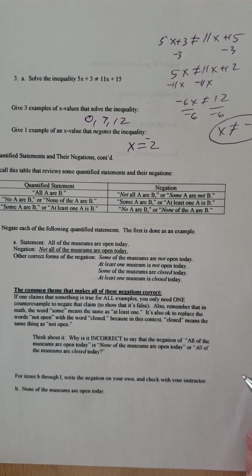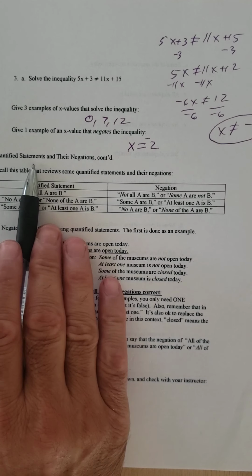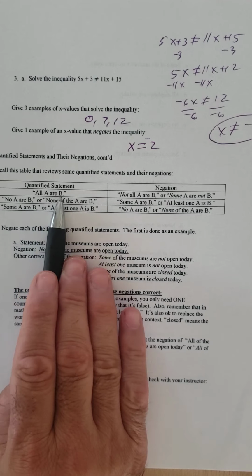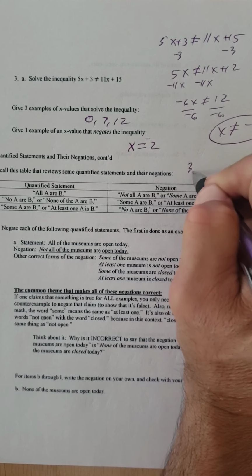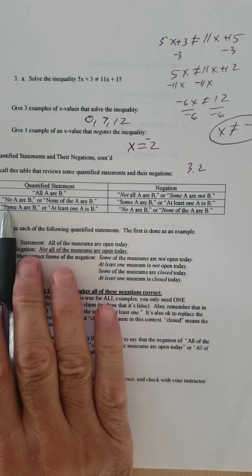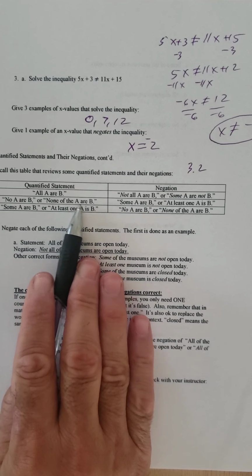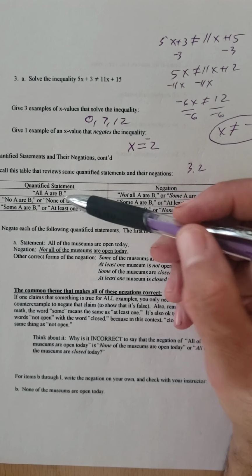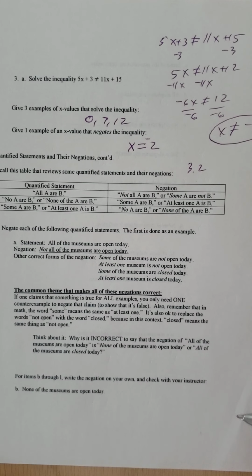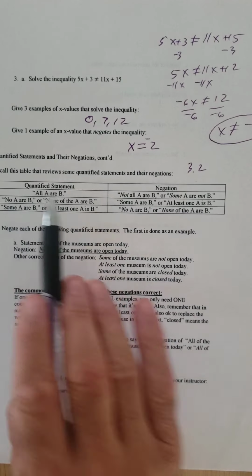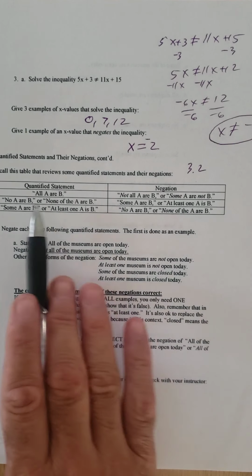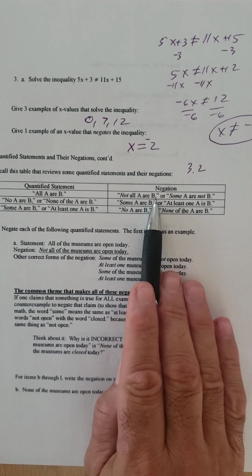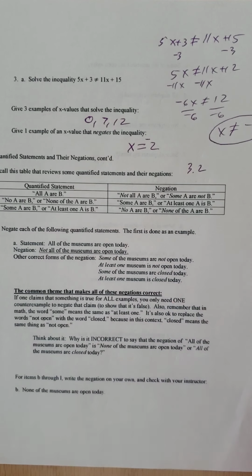All right. So then we get into these quantified statements. Okay? What we mean by that is we're saying that all A are B. I believe this is section 3.2 in your book. No A are B, or none of the A are B, and some of the A are B. So we either have all, none, or some. These are all what we refer to as quantified statements. So if I'm saying all A are B, the negation of that is not all A are B, or some A are not B. Okay?